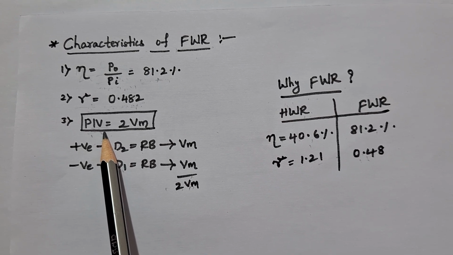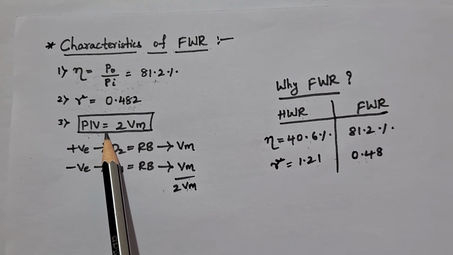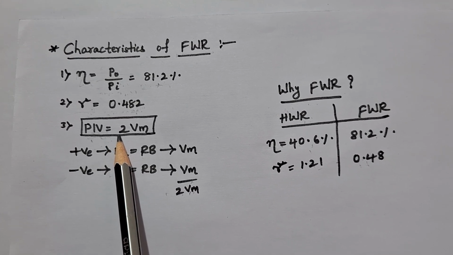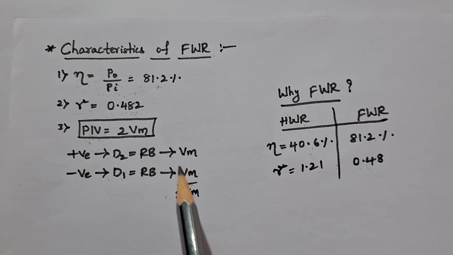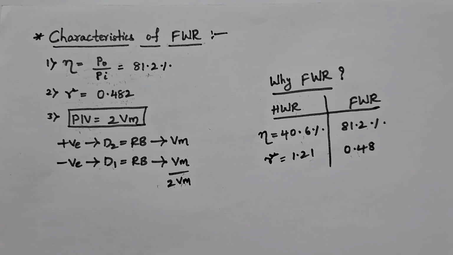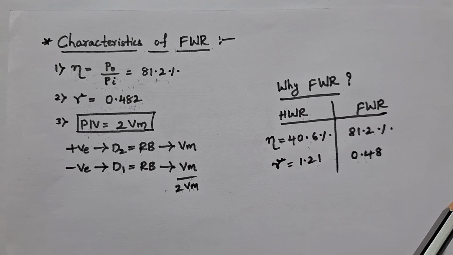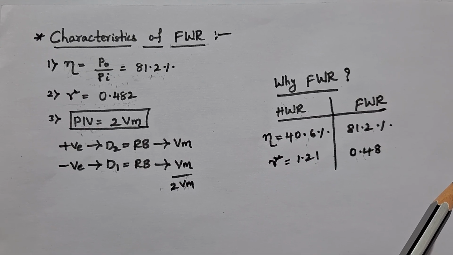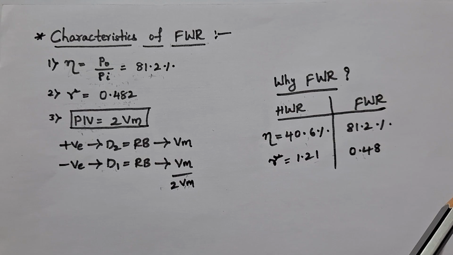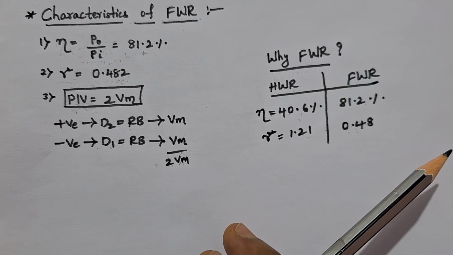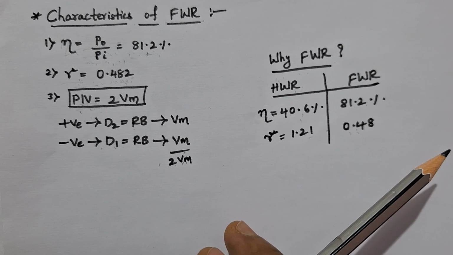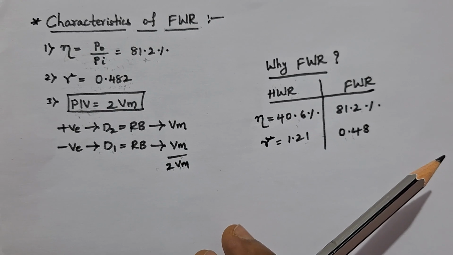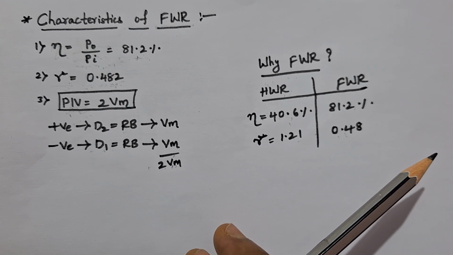We know that the peak inverse voltage can be defined as the maximum reverse voltage that can appear across the diode when the diode is connected in reverse bias condition. During the positive half of the input cycle, diode D1 was conducting and D2 was reverse biased, and during the negative half of the input cycle, diode D2 was conducting and D1 was reverse biased.